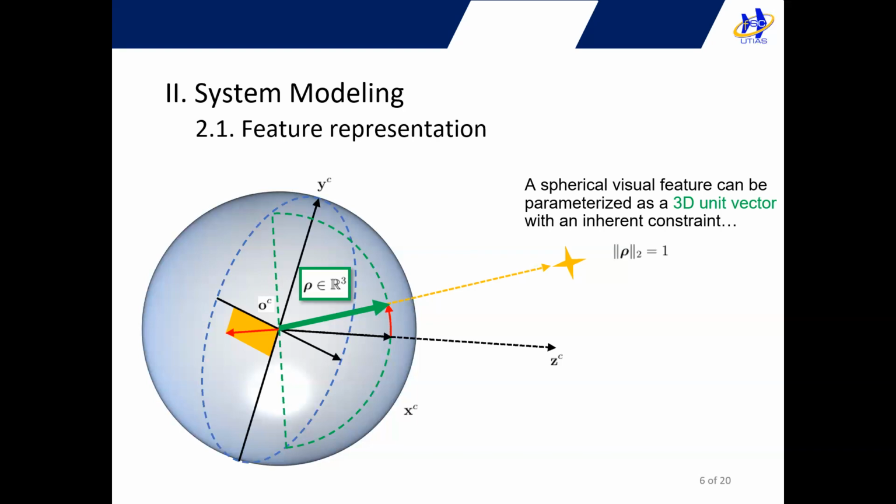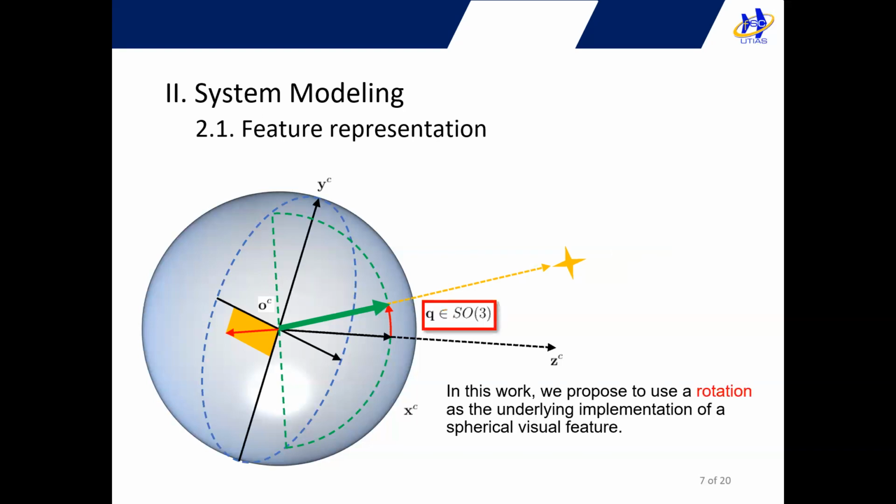Apparently, there are multiple ways to parameterize a point on unit sphere. The most direct and straightforward approach is to utilize a 3D unit vector. As depicted in this slide, the green arrow starting from the camera origin and terminating at the surface of the sphere can be used to represent a visual feature. However, in this work, we use a totally different feature representation.